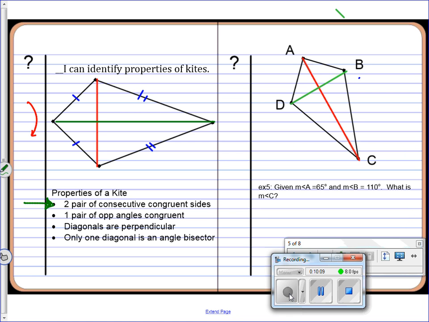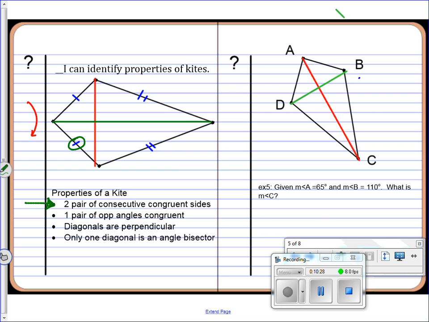All right, let's talk about kites. Some of the things that we find out about kites is that the diagonals are perpendicular and so on, okay? But by definition, what makes it a kite is, first of all, there's no parallel sides on the kite, okay? But what makes it a kite is that you find that two pairs of consecutive segments are congruent, okay?